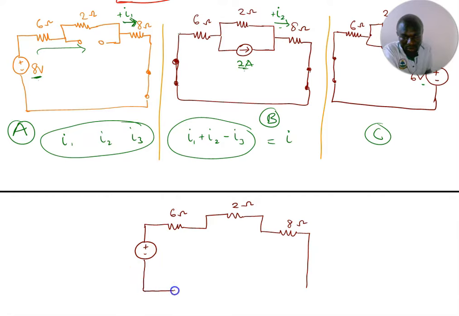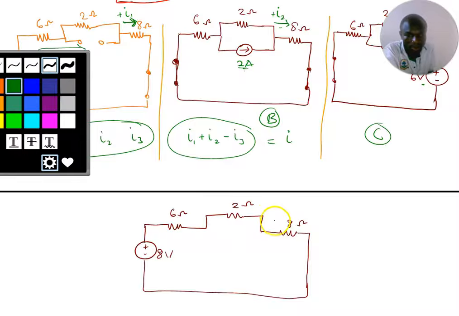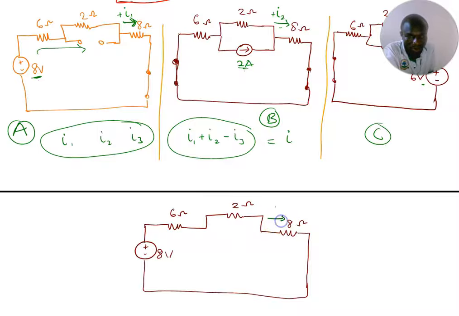So this is how circuit A looks like. So 8 volts. I'm looking for I1, the current flowing this way. This is very simple. I need to first find the total resistance. Total resistance is simply going to be 6 plus 2 plus 8, because all the resistors are in series. So at the end, I'm going to get 16 ohms.